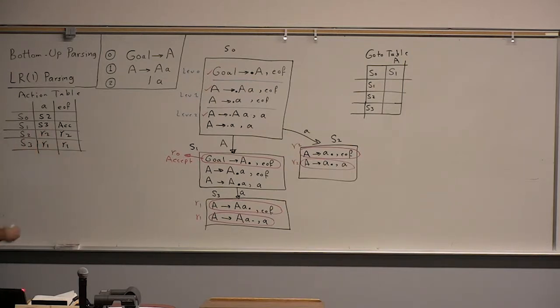OK? So let me put the go-to table here. S0 on an A goes to S1, and then S1, S2, S3. I don't go on any state.